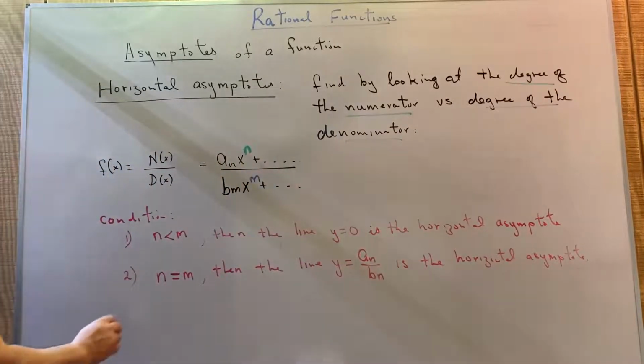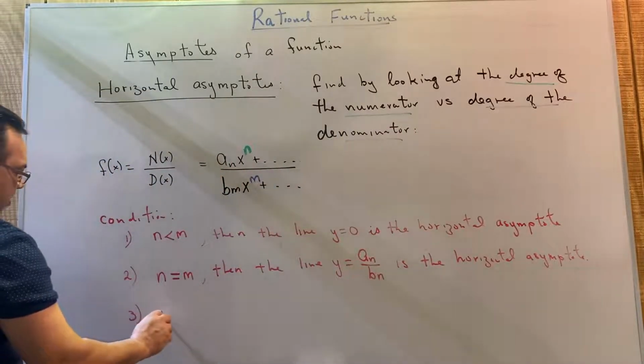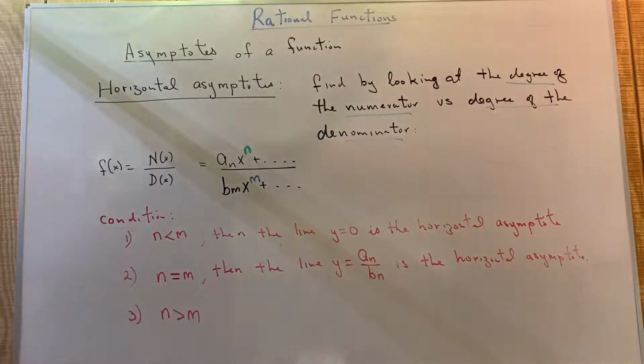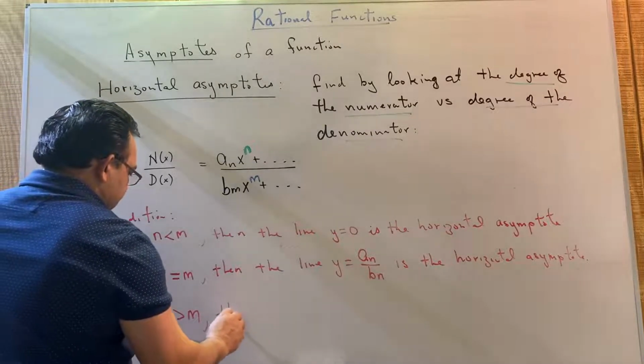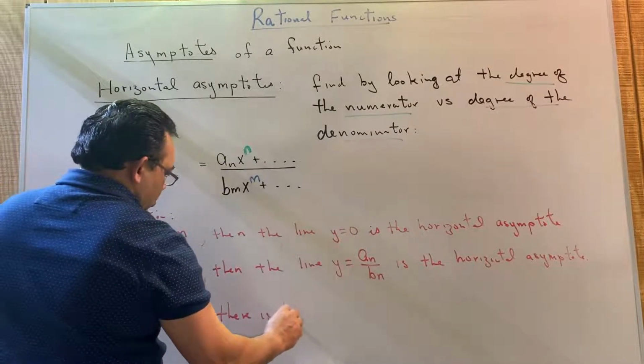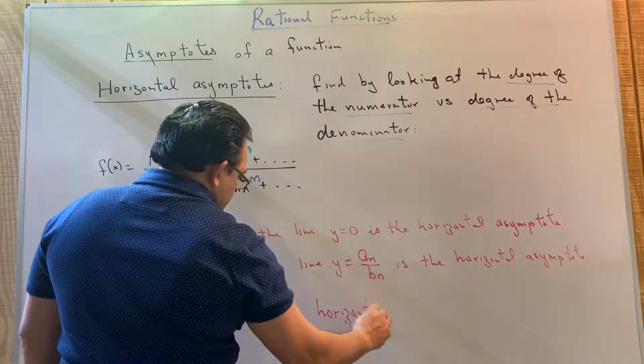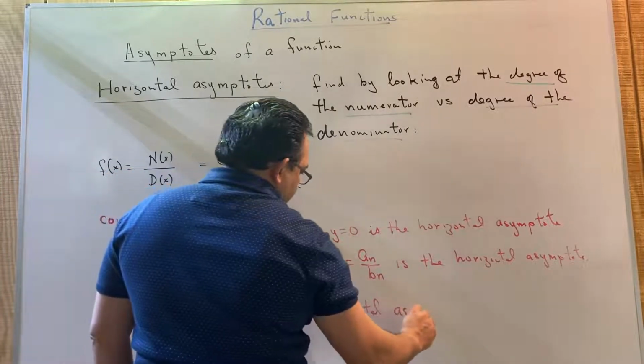And then the final condition here, what happens if n is greater than m? Well, if the numerator power is bigger than the denominator power, there is no horizontal asymptote.